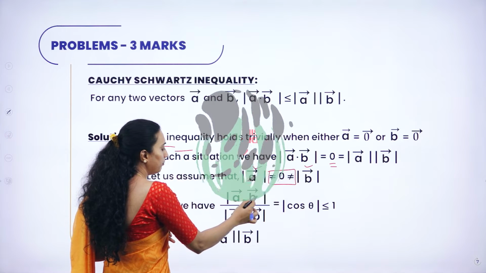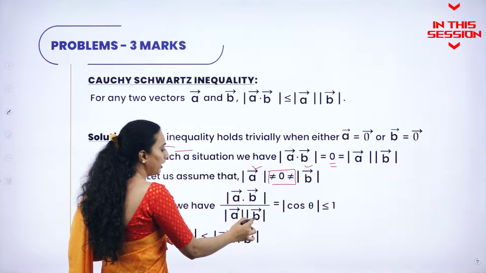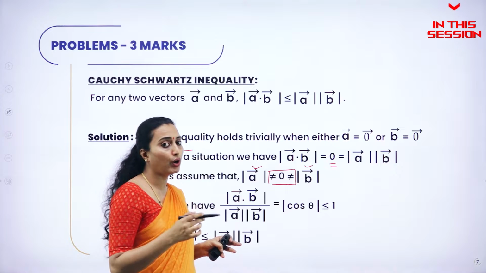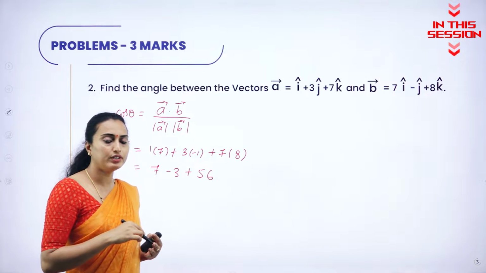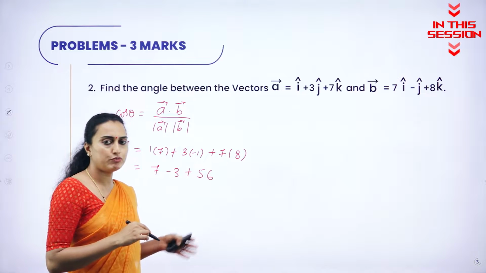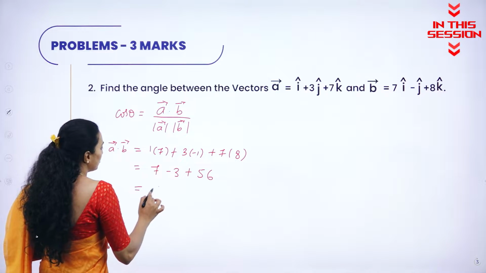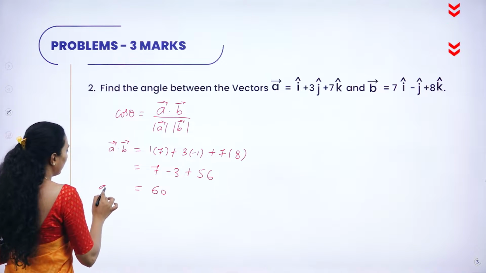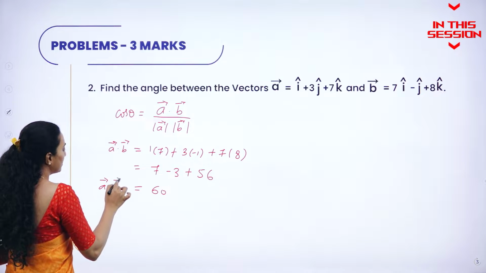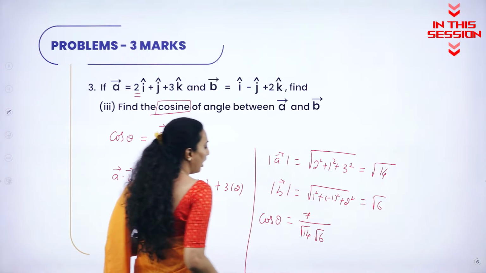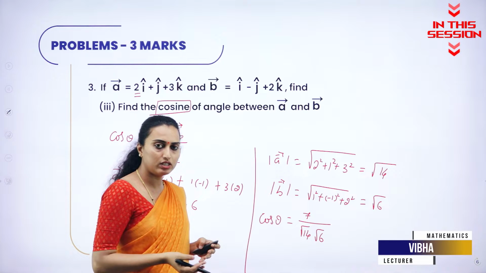Magnitude of A dot B divided by magnitude of A into magnitude of B is equal to what? We know that it is cos theta. 7 minus 3 is nothing but you are getting 4. 4 plus 56 is 60. So therefore the answer you are getting for A vector dot B vector is nothing but 60, right? This is your answer. If you want, you can further simplify.